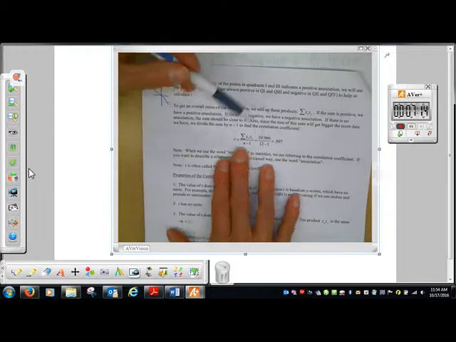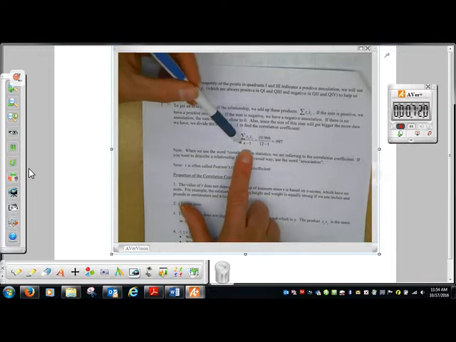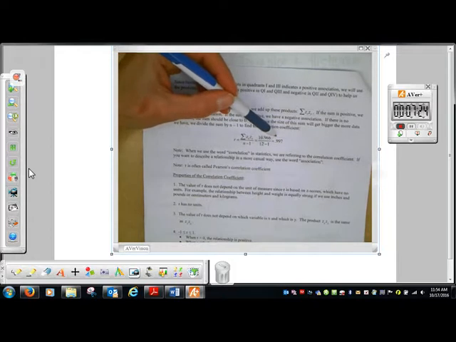So what we do then to find R, we have our products, every z-score x and y multiplied, we add them up, and then we divide by n minus 1. And so for that, we got an R of 0.997.